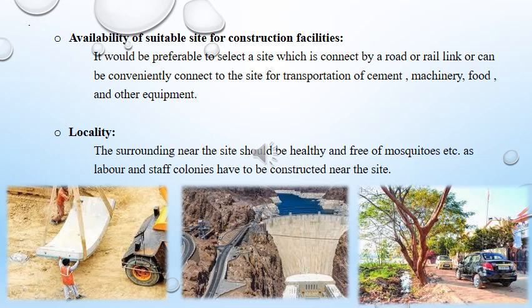Here, these are the seven different factors: the topography, foundations, spillway site, availability and character of materials for the construction, water tightness of the reservoir, availability of a suitable site for construction facilities, and the last, the locality. Now, these factors should be considered while locating the spillway site and the dam site.